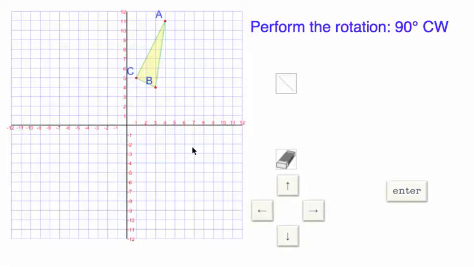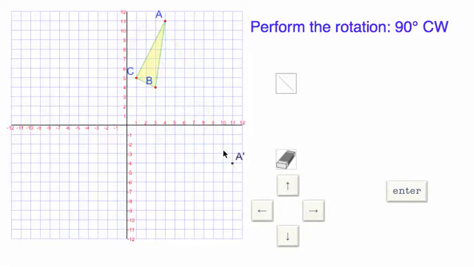you can pretty much ignore the negatives, you can ignore the signs, and you can say, look, the A is here at 4, 11, so it's going to end up over here at, switch the signs, and you know the A is going to end up somewhere down here, so instead of it being 4, 11, it's going to be 11, 4, okay? Really 11, negative 4, but there you go.